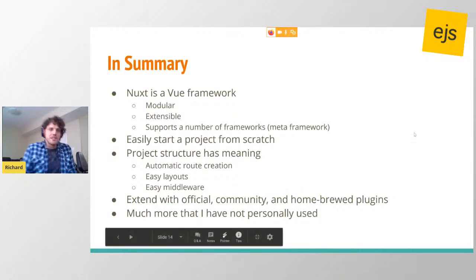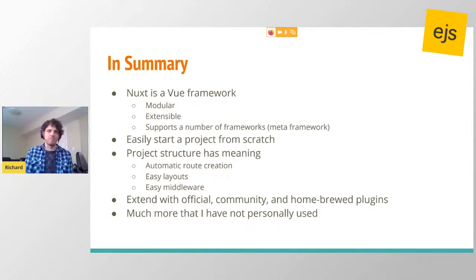All right, so just a quick summary here. Nuxt is a Vue framework. It's meant for Vue. It's built on top of Vue. It's modular and extensible. There is a lot of community modules available. There's the official ones, and you can easily put your plugin ones in that will be run during build. It supports a number of frameworks. I believe from the setup, we counted at least 18 or 20, hence why some people call it a meta framework or a framework for your frameworks.